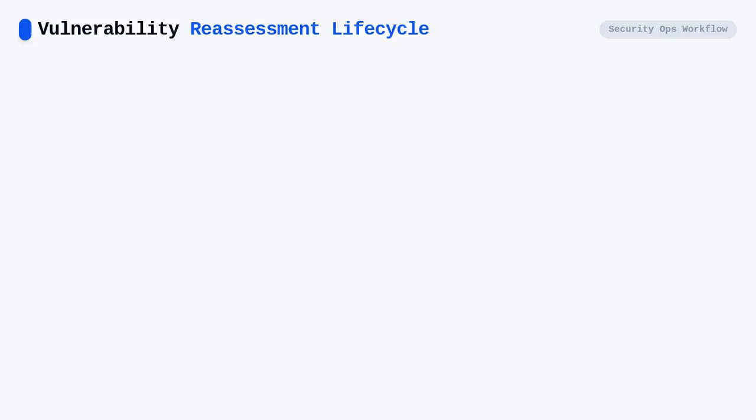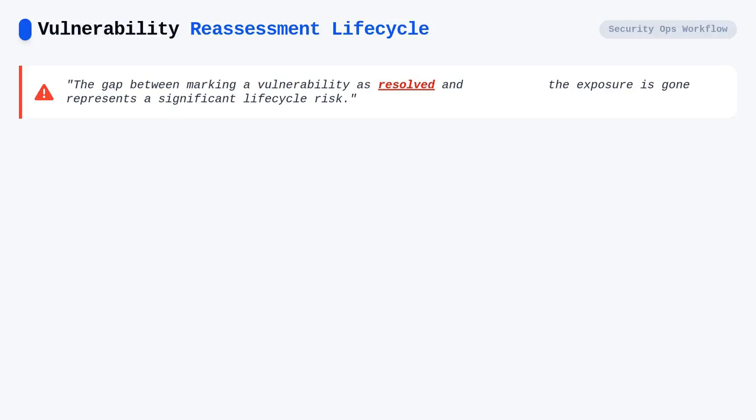In any mature security operation, the gap between marking a vulnerability as resolved and actually confirming that the underlying exposure is gone represents a significant lifecycle risk. We rely on automated reassessment loops to bridge this gap, ensuring that our scanner integration performs a targeted verification scan once a remediation task transitions to a closed state.